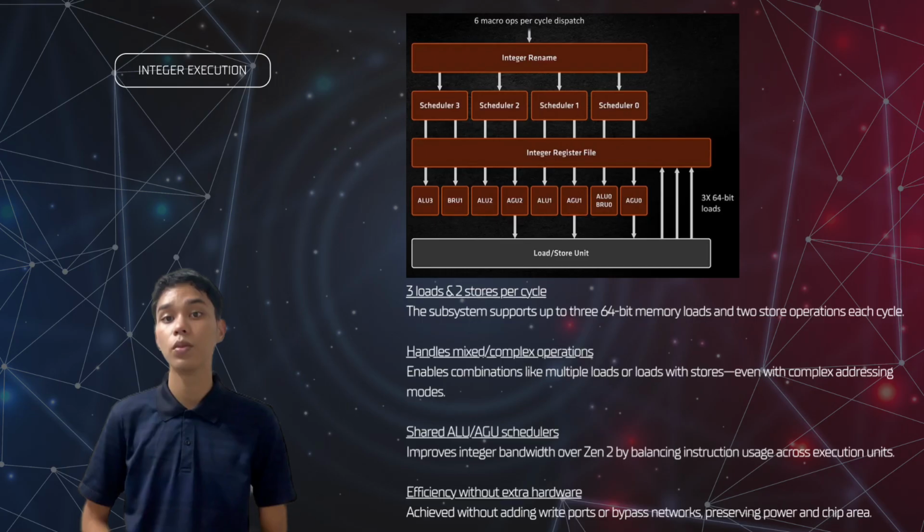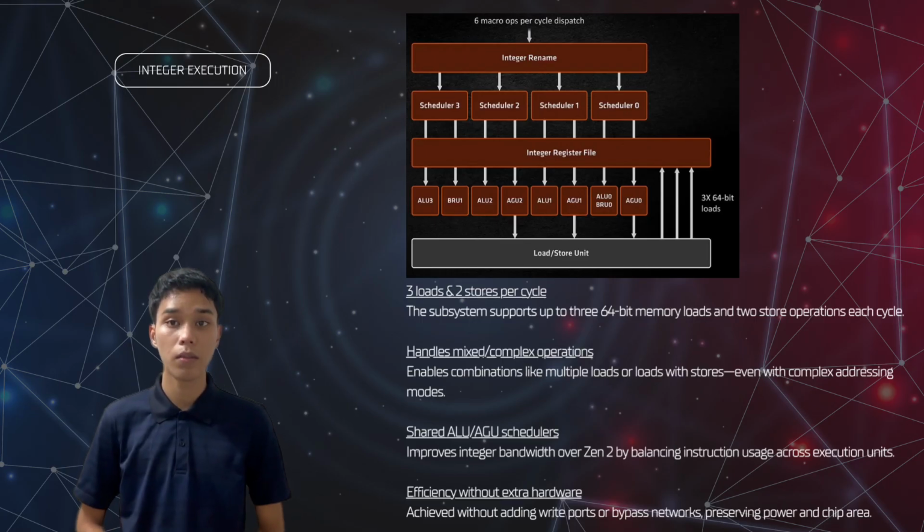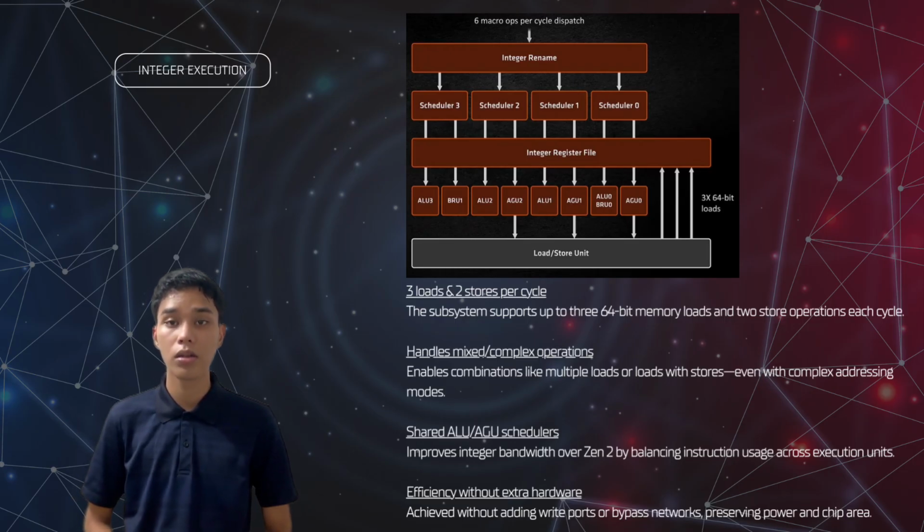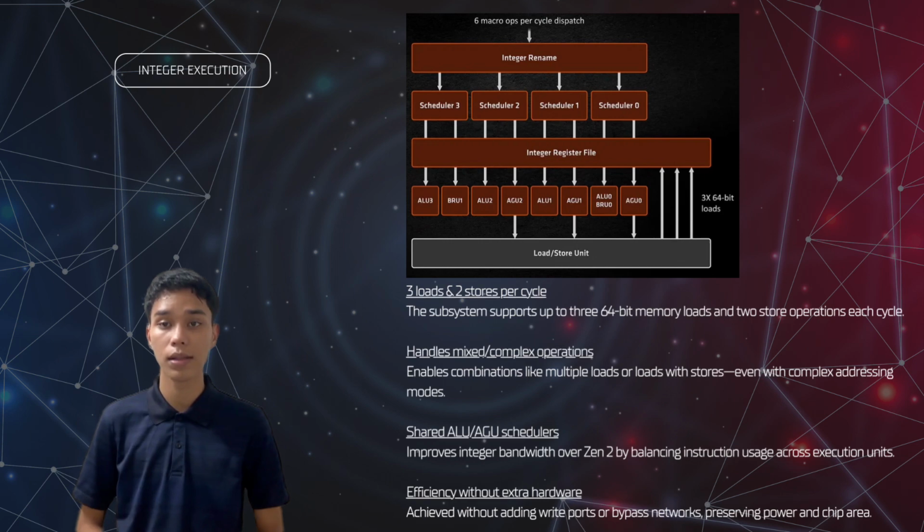Now, how does the CPU move data in and out? This is handled by the load-store subsystem. It supports up to 3 64-bit memory loads per cycle, and up to 2 store operations per cycle. This high bandwidth allows the CPU to fetch data and write results simultaneously, keeping the execution units constantly active. Even instructions with complex addressing modes are handled efficiently, ensuring smooth performance whether accessing simple variables or structured data. This design minimizes delay and prevents the CPU from waiting for data, which is essential for maintaining high instruction throughput.